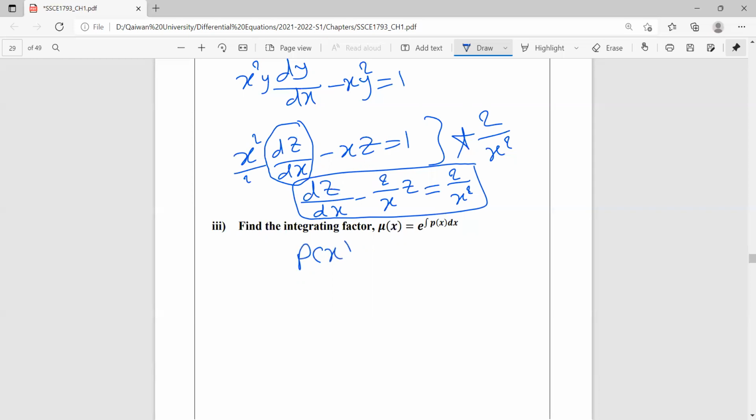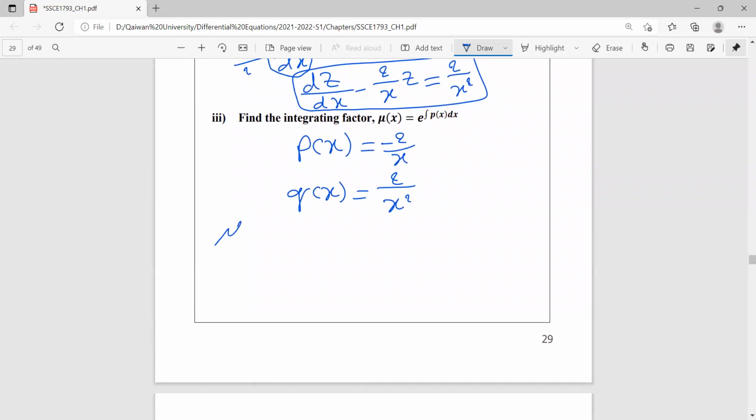What's p of x? P of x is the coefficient of y. Oh, here we have z. What's the coefficient of z? Minus 2 over x. We are going to take it with the sign also. Minus 2 over x. And q of x is 2 over x squared. Let's find the integrating factor. We say mu of x is e to the power integration of p of x dx.